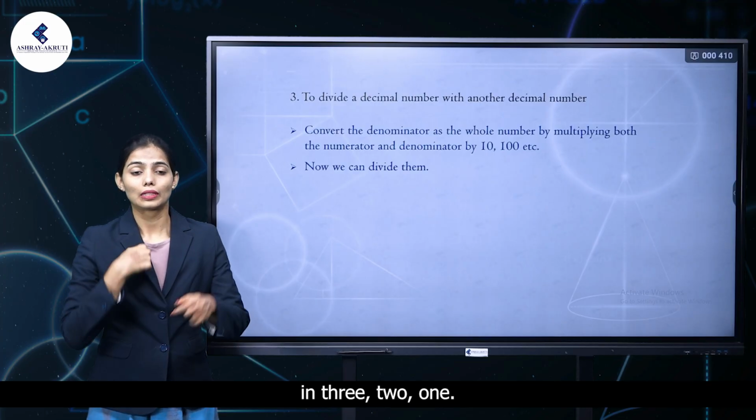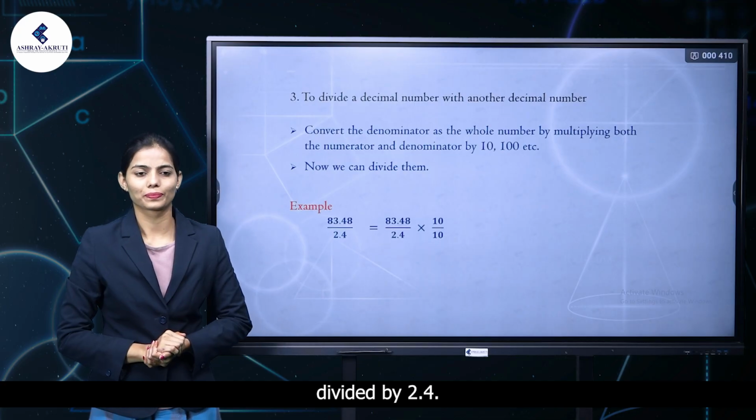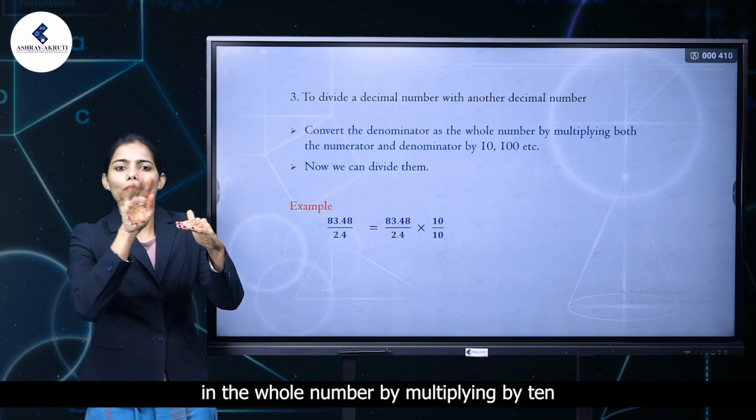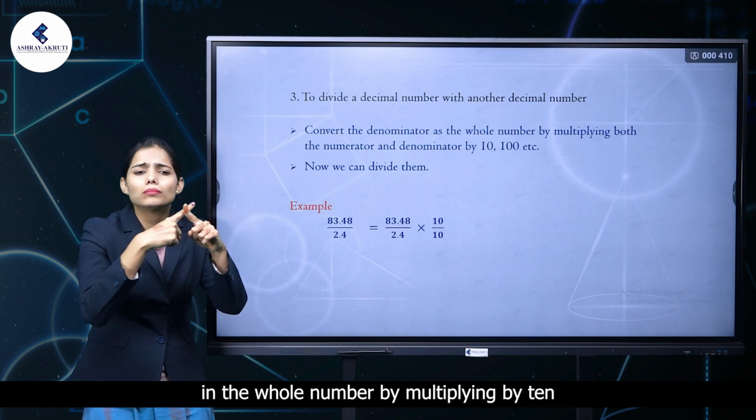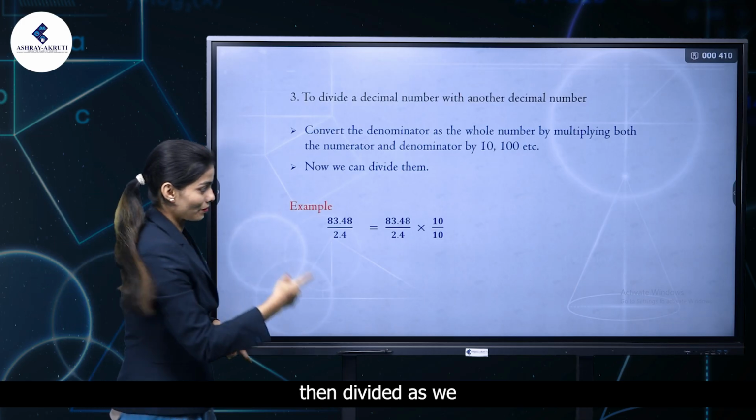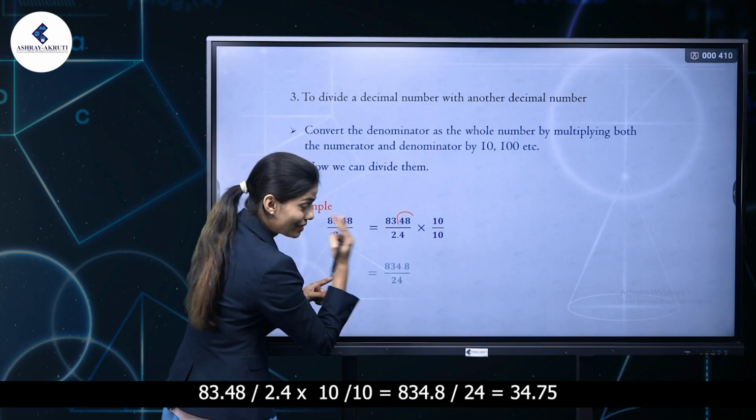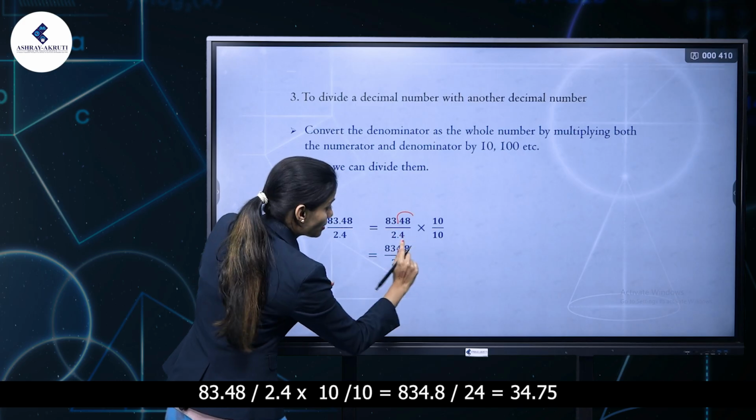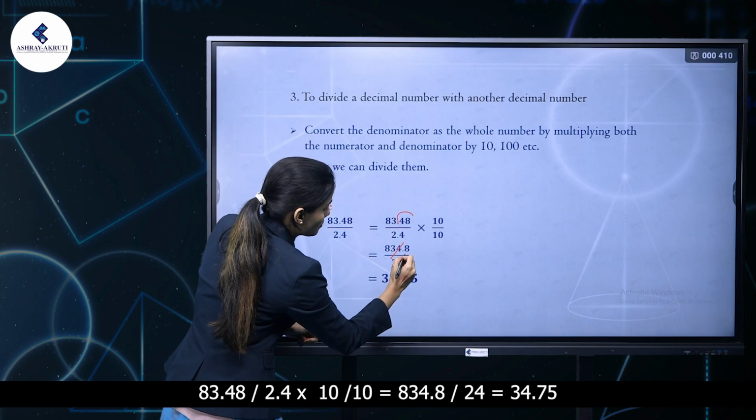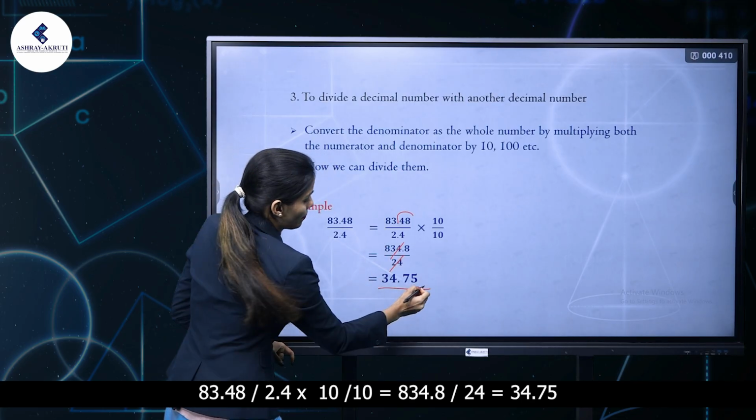Example: 83.48 divided by 2.4. Here we have converted the denominator 2.4 into a whole number by multiplying by 10, then divided it as usual. 83.48 divided by 2.4, into 10 by 10, is equal to 834.8 by 24, which is equal to 34.75.